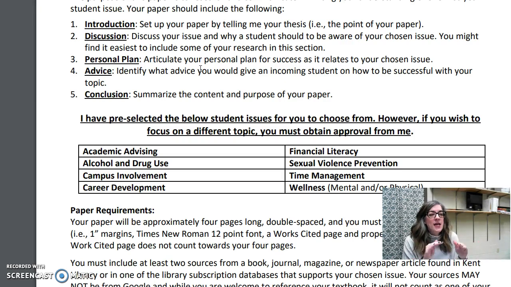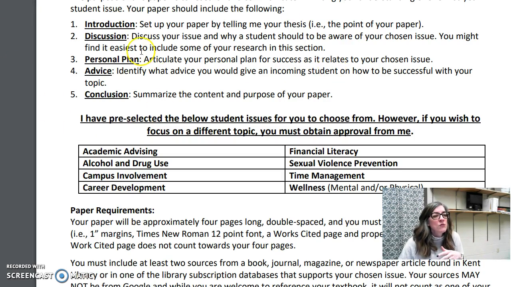You're also going to need to have a section where you identify some advice that you would give to an incoming student on how to be successful with that topic, that issue that you've chosen. And then finally, you're going to wrap your paper up by providing a conclusion. This is where you're going to summarize the content and purpose of your paper, and maybe provide a brief reflection, if you would like to do that.